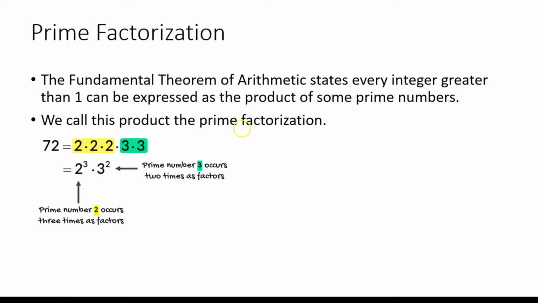Prime factorization. The fundamental theorem of arithmetic states every integer greater than 1 can be expressed as the product of some prime numbers. We call this product the prime factorization. As we can see here, we can write 72 as 2 times 36. We can then write 2 times 36 as 2 times 2 times 18.